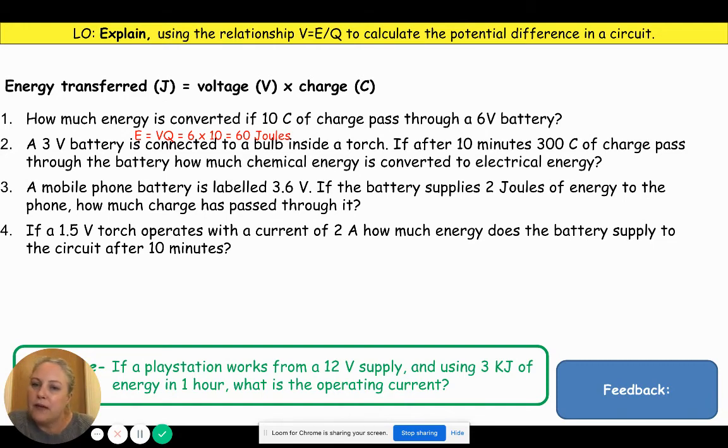Number 3, a mobile phone battery is labelled 3.6 volts. If the battery supplies 2 joules of energy to the phone, how much charge has passed through it? So this time we're working out charge. Charge is energy divided by the potential difference. So energy is 2, potential difference is 3.6.